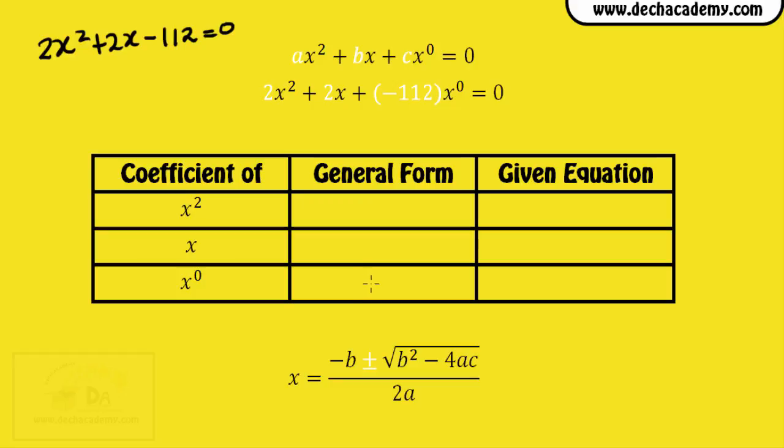So I'm just going to write down the coefficients. In the general form, the coefficient of x squared is a. In the given equation, the coefficient of x squared is 2. This is the general form of quadratic equations, for the case where y is 0. So the coefficient of x is b. The coefficient of x in our equation is 2. The coefficient of x to the 0 in the general form is c. The coefficient of x to the 0 in the given equation is what? Minus 112.